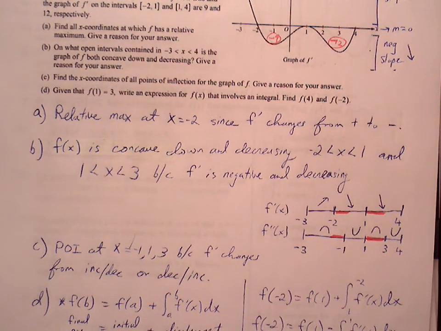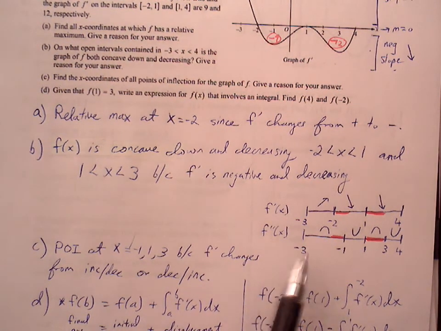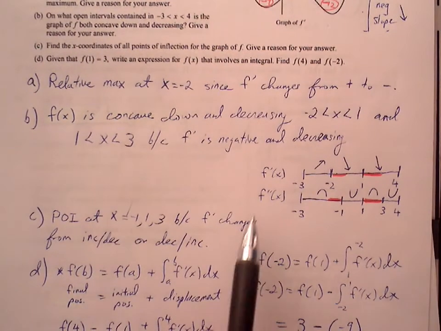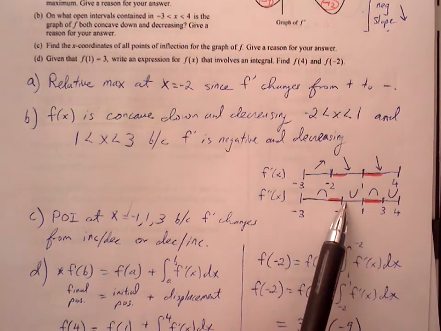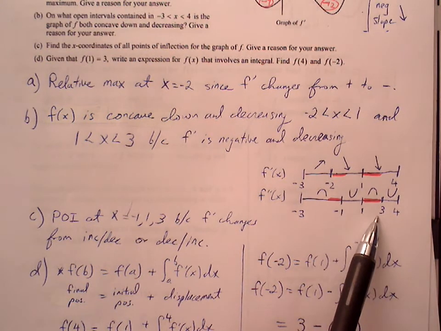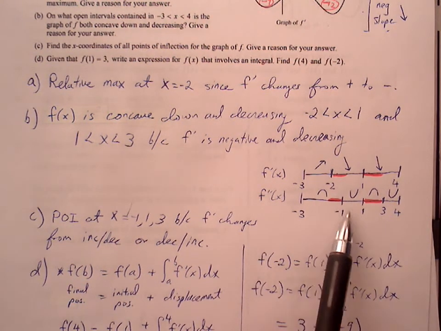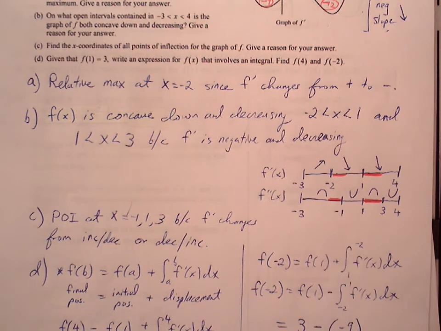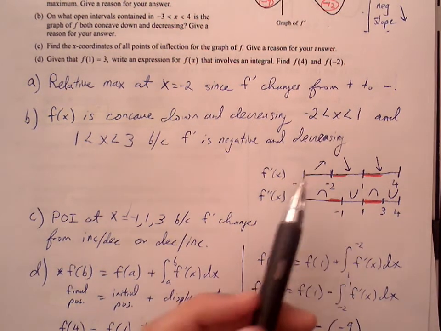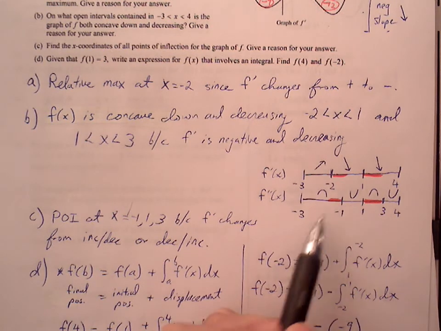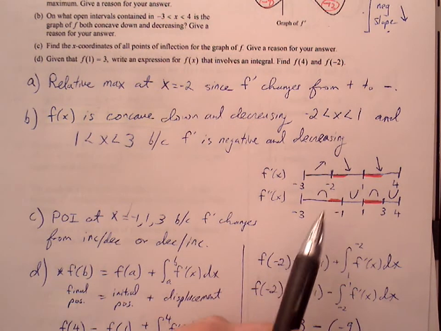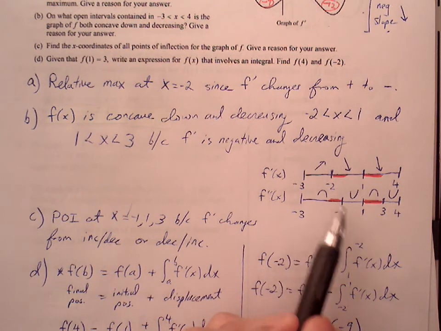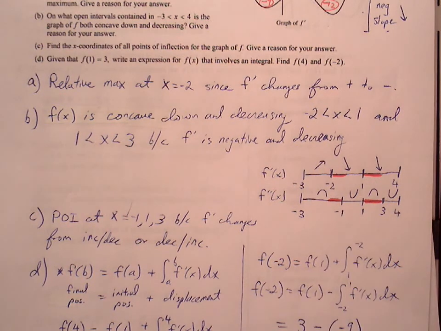Part C, points of inflection. We can pull that information directly from the second derivative sign line. Because there's a change in concavity, we know there are points of inflection at -1, 1, and 3, because f prime either changes signs from positive to negative or from negative to positive, or f double prime changes from positive to negative or negative to positive, or we can say f prime changes from either increase to decrease or from decrease to increase.